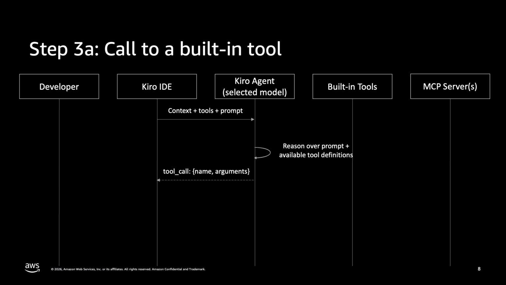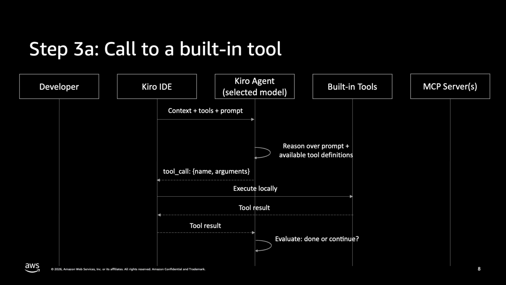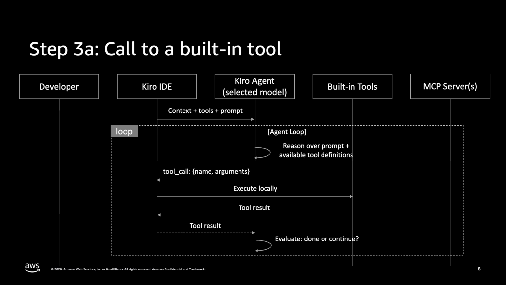If the agent decides it needs to read a file, edit code, or run a shell command, it calls a built-in tool. Kiro executes it locally. No network call, no external process, and the results flow back to the agent. At this point in time, the Kiro agent evaluates, am I done or do I need to call another tool? This loop continues until the agent does everything it needs to respond to your prompt.